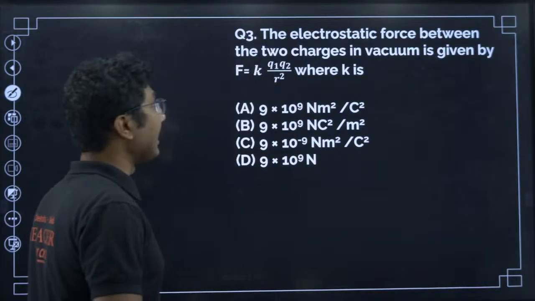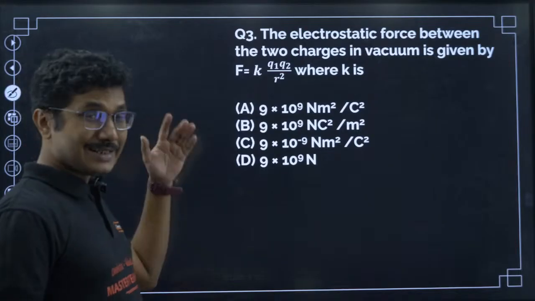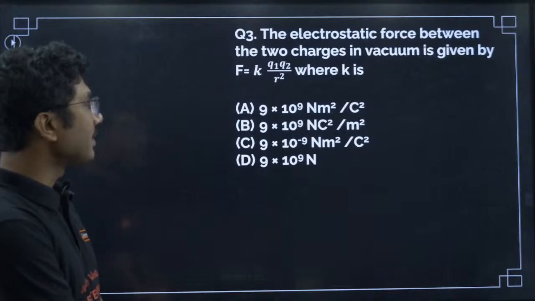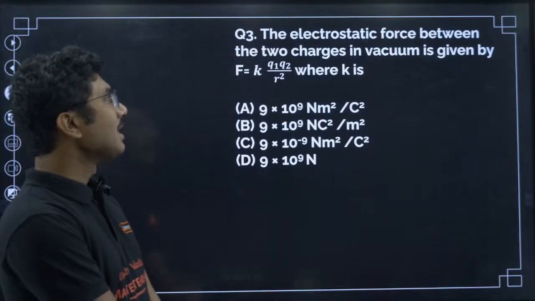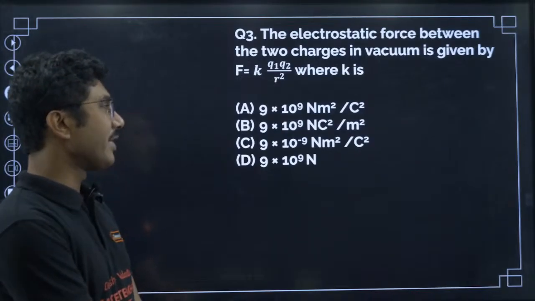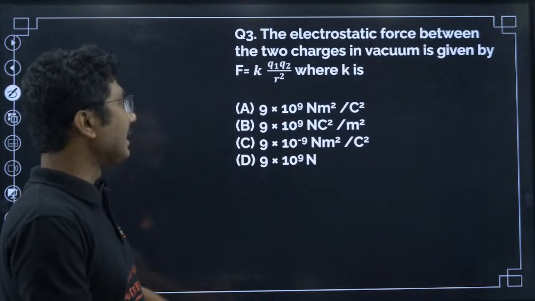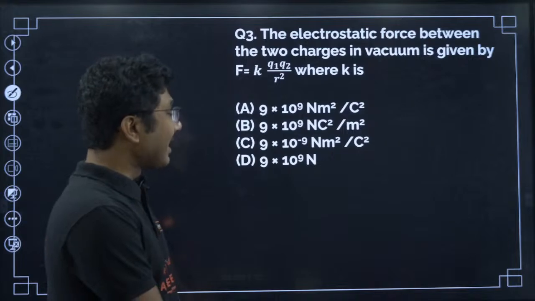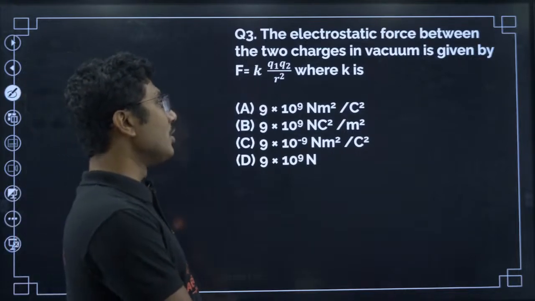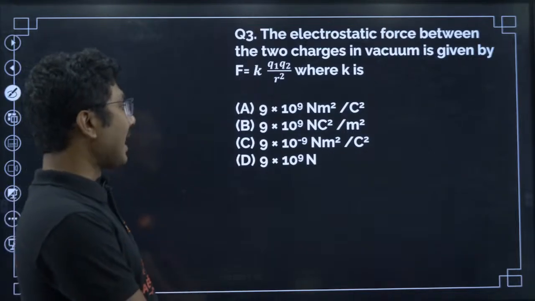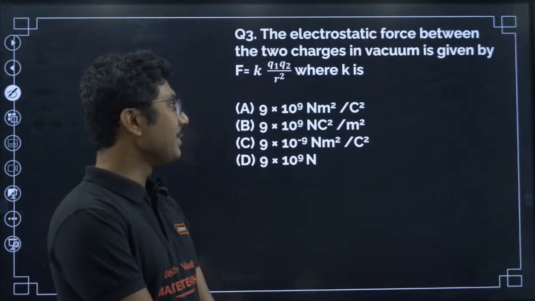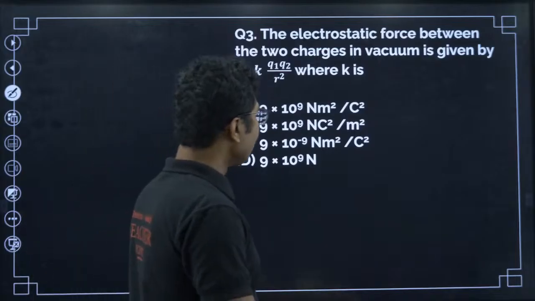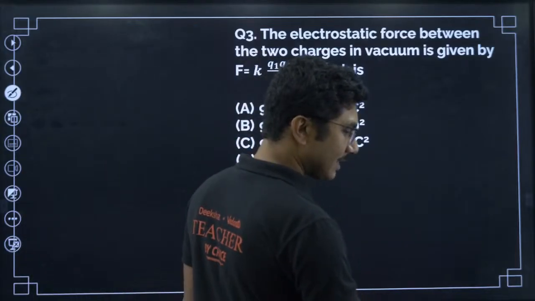Now next question, again another easy question. The electrostatic force between two charges in vacuum is given by F equals K Q1 Q2 by R square, where K is 9 into 10 to the power of 9 Newton meter square per coulomb square, or 9 into 10 to the power of 9 Newton coulomb square per meter square, or 9 into 10 to the power of minus 9 Newton meter square per coulomb square, or 9 into 10 to the power of 9 Newton. Be very careful, the answer everyone knows.